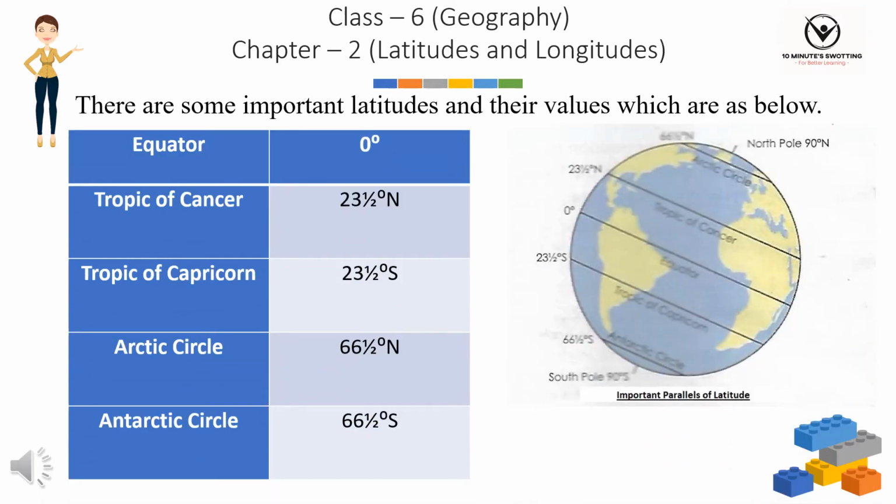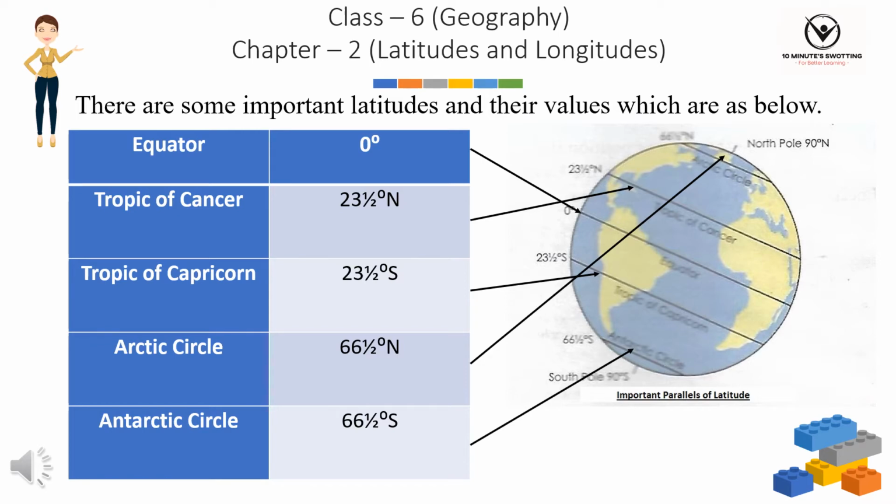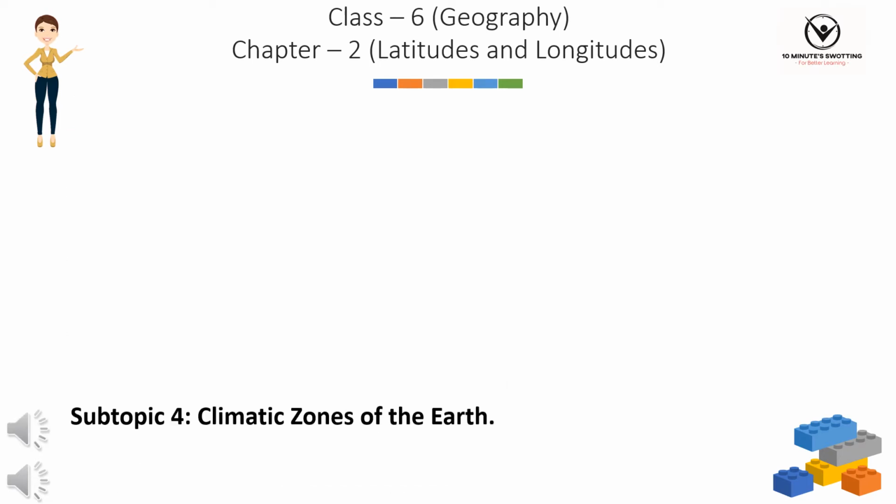There are some important latitudes and their values which are as below. Equator at 0 degrees. Tropic of Cancer at 23.5 degrees north. Tropic of Capricorn at 23.5 degrees south. Arctic Circle at 66.5 degrees north. Antarctic Circle at 66.5 degrees south.